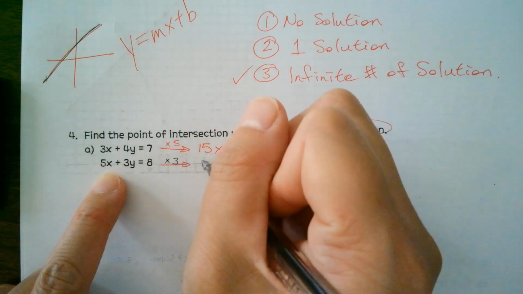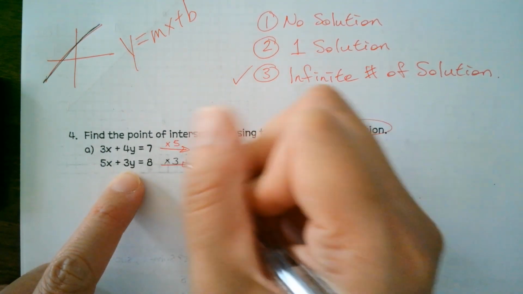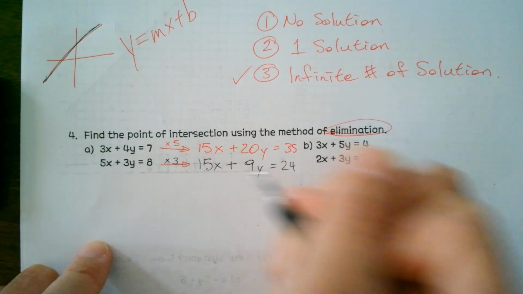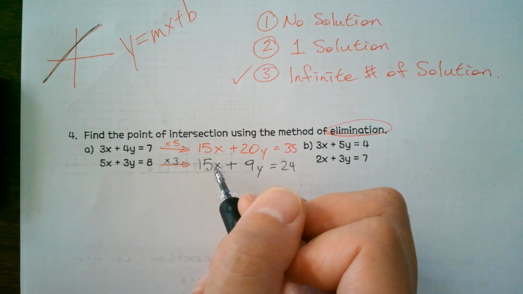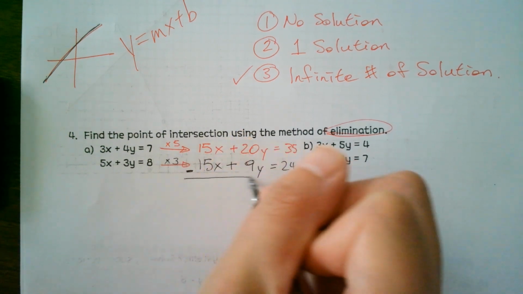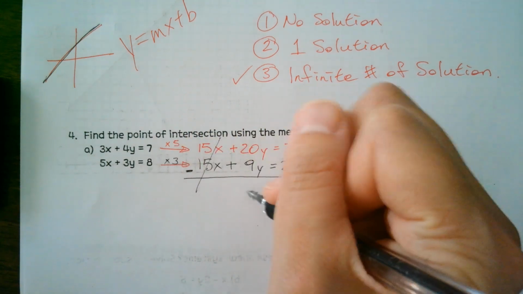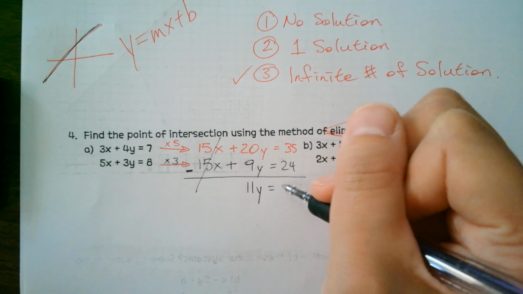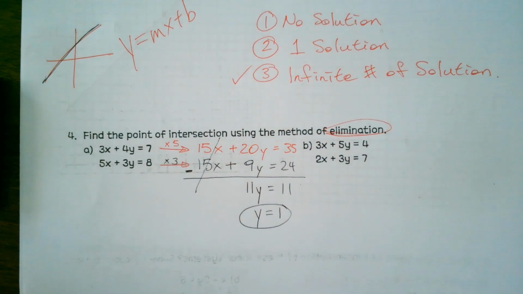So 5 times 3, 15x, plus 3 times 3 is 9y, equals 24. To eliminate the x, 15x plus 15x doesn't eliminate them. 15x minus 15x. So that's why I have to subtract the two equations. When I subtract it, that's good. 20y minus 9y is 11y. And 35 minus 24, you get 11. So when you divide, y equals 1.